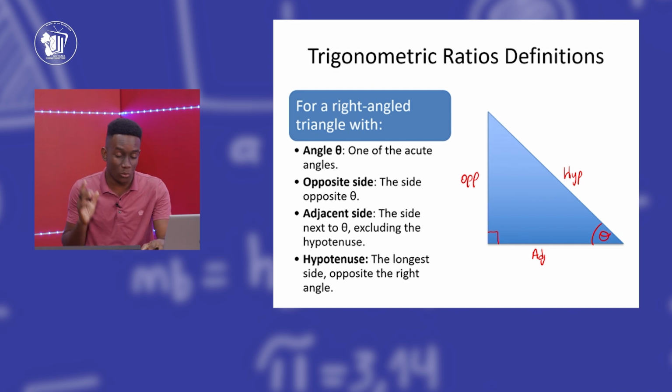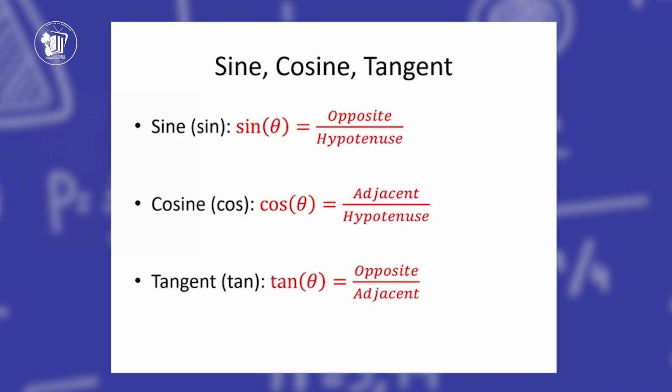Now let's head into what exactly the different trig ratios are. We have three trig ratios: sine, cosine, and tangent. Sine theta, S-I-N, is opposite over hypotenuse. Cosine theta, or cos theta, is adjacent over hypotenuse, and tangent theta, or tan theta, is equal to opposite over adjacent.